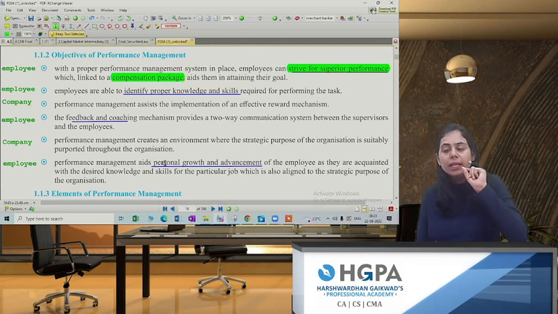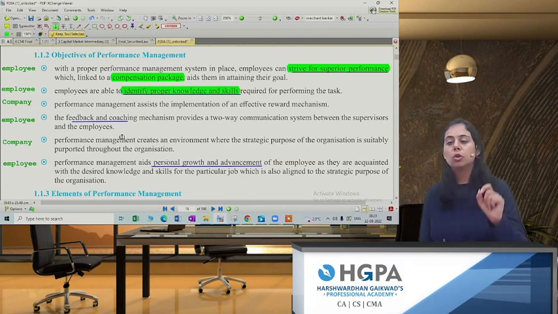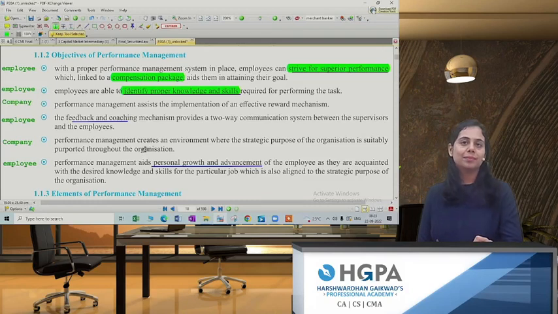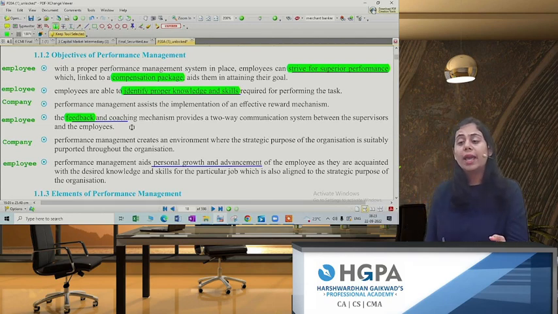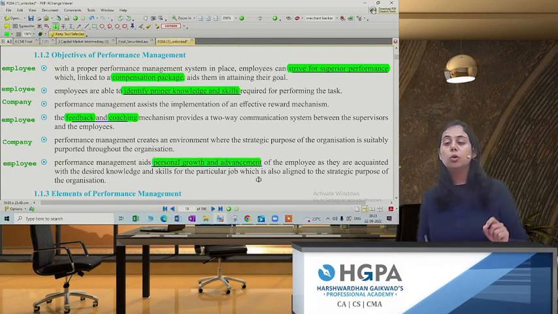Second, he can have a superior performance only when he has proper knowledge and skill, and only when he is being given proper feedback. Feedback means you are being told whether you're working correctly or not correctly, and accordingly you are being coached. And because of which there can be personal growth and advancement of an employee.